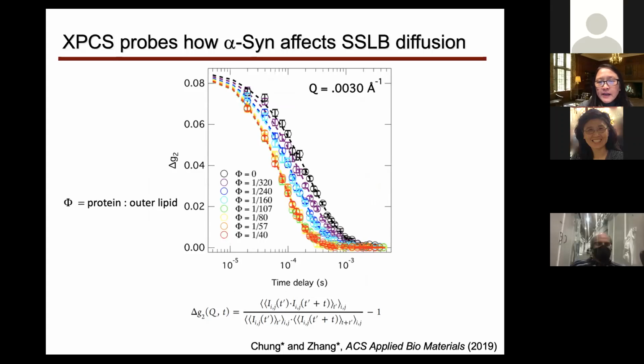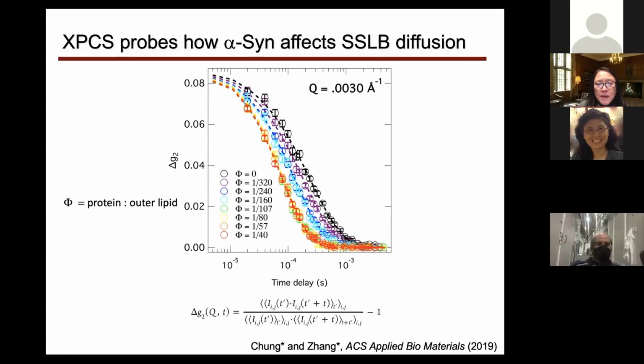What is plotted here is a series of experiments looking at the correlation as a function of the time delay. So this is, with the X-ray beam focused at the spot, really looking at the residence time, or the correlation over time, as to how long this system lingers in the focal spot. And the different curves represent the different amounts of protein given to a fixed amount of lipid, or lipid entity, which is coating the SSLB in this case.